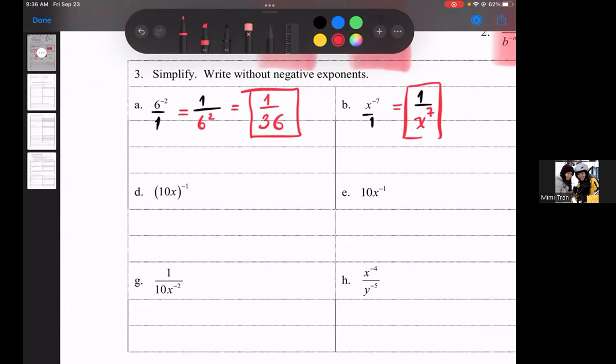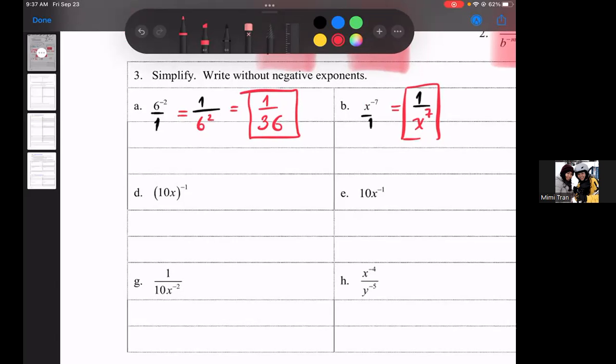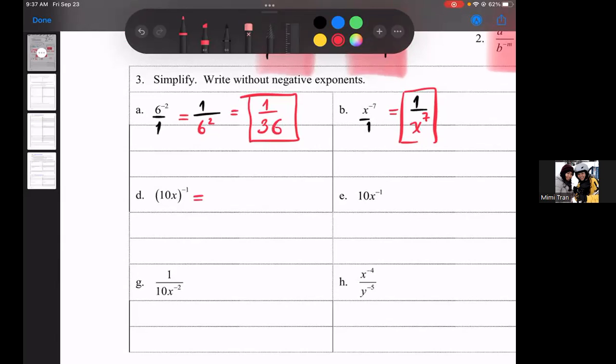All right, so D. Now, do I flip 10 and x or just x? Definitely, I can flip something. But do I flip 10 or x or both? Both, very good, because of the parentheses, right? The parentheses tell you that everybody receives the -1. So this is 1 over 10 to the x to the first, which is 1 over 10 to the x. Right?